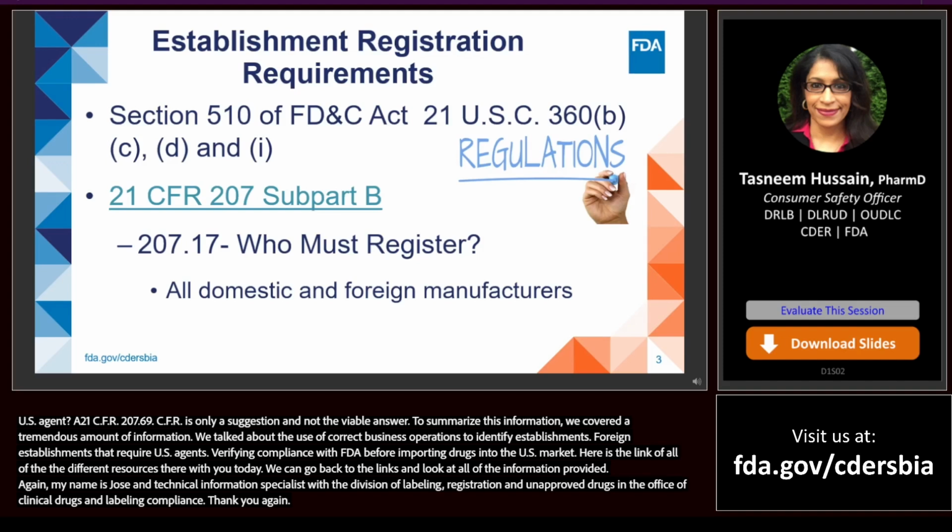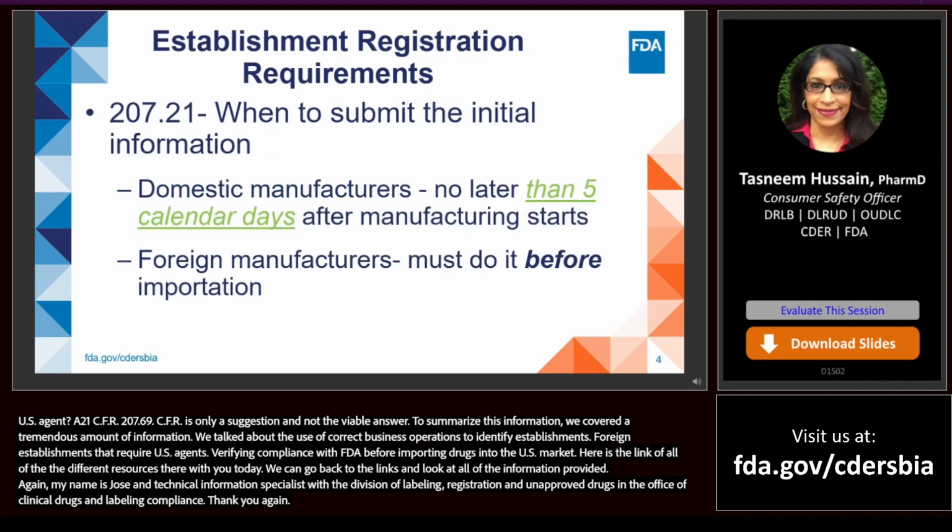So starting with 207.17, this has who must register. This means all domestic and foreign firms who perform any manufacturing activity. Private label distributors do not perform any manufacturing activity, so they are not required to register, and therefore they should not register, while contract manufacturers do manufacture, and thus they must register. Under 207.21 is when to submit the initial information. Domestic manufacturers must submit no later than 5 calendar days after beginning to manufacture, and foreign manufacturers must do the registration before importation.